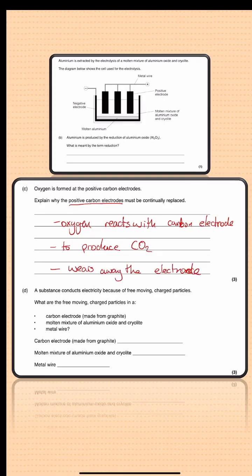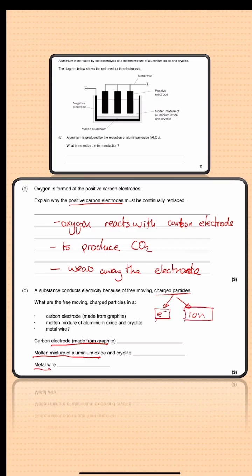Okay, next question. A substance conducts electricity because of free moving charged particles. Remember what I said, it could either be electrons or it could be ions. What are the free moving charged particles? Okay, so I've said this a few times in this session. Let me know. What are free moving in graphite electrodes? Molten mixture of aluminium oxide and metal. What do you guys think? It could either be electrons or ions.